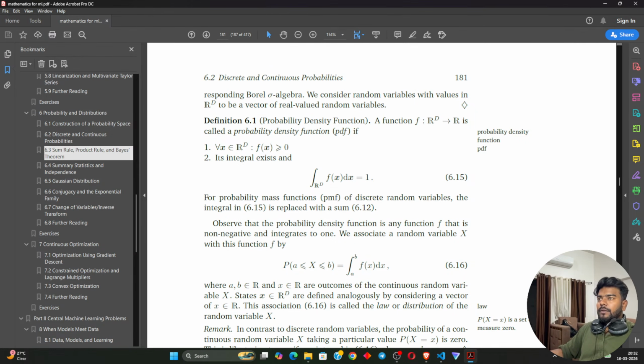Definition 6.1: Probability Density Function. A function f from R to the power d to R is called a probability density function, PDF.